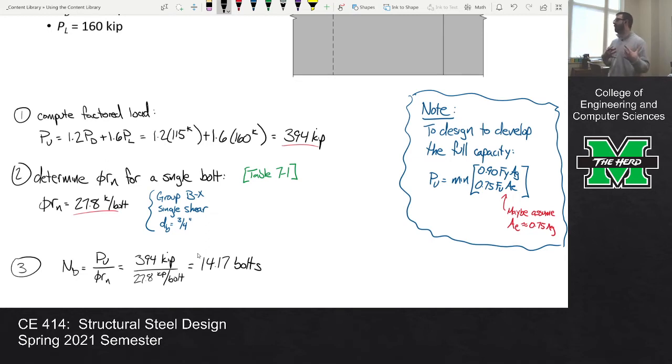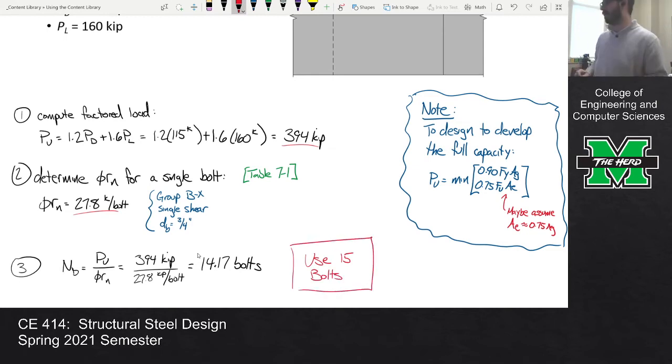Okay, so what we need to do is from this choose a pattern that makes sense, and so 14 rounded up to 15. 15's a nice number if we're going to do a grid-like pattern because it's 5 by 3, right? That makes sense. So that's what I meant, is look at the number and choose something that makes sense. So we'll use 15 bolts. Okay?